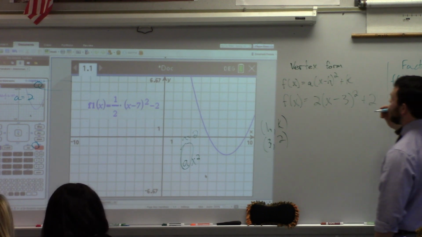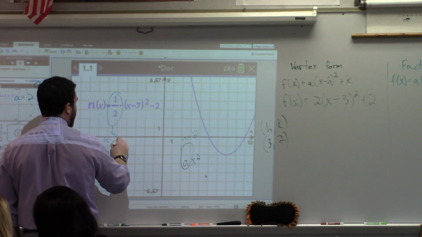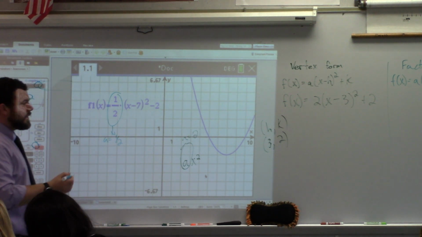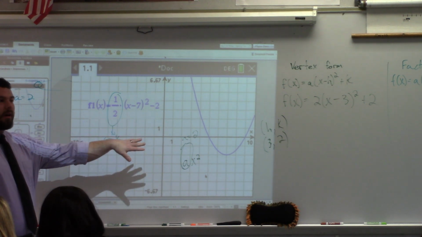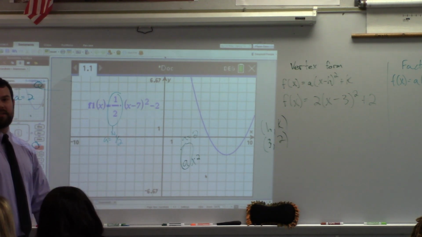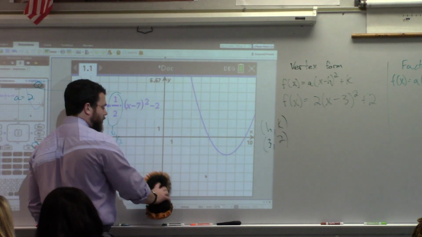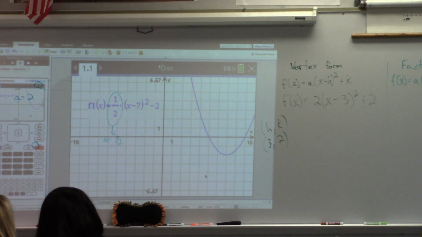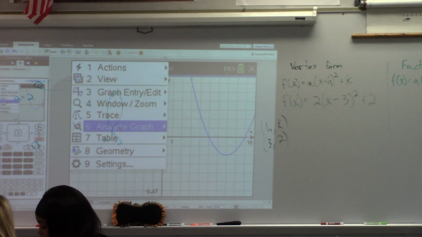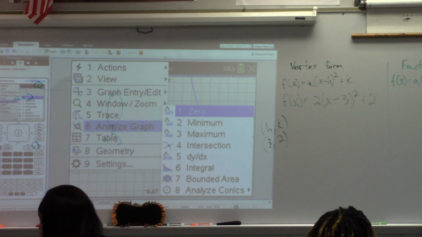Half. That's right, so you can indicate that a is equal to 1/2. Now I still need the what? r1 and r2. With the grid on there, it's pretty easy to see, but it'd be really nice if I didn't even have to count. So what am I going to do to analyze this graph? I'm going to go to menu, analyze graph. If I want factored form, I need the roots, or another word is zeros.